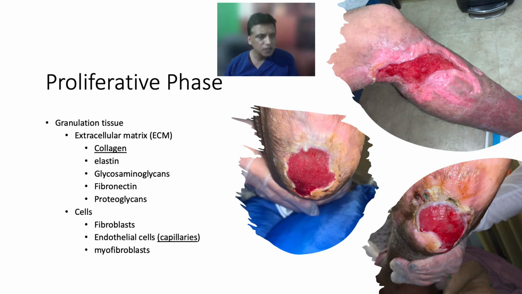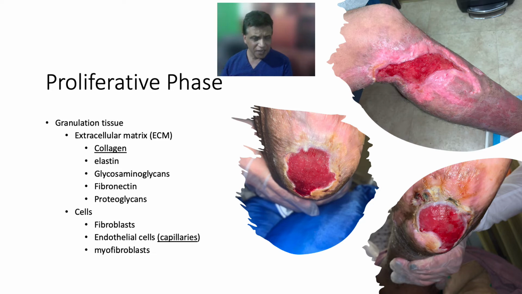Now, what is this healing tissue? Well, this healing tissue is the granulation tissue. And the granulation tissue has two components. Number one, the extracellular matrix, and number two, the cells. Now let's talk about the extracellular matrix. The extracellular matrix is collagen and fibronectin, embedded in other extracellular components such as glycosaminoglycans, which are large macromolecules made out of carbohydrate chains, and proteoglycans, which are macromolecules with a central protein core with branching chains of carbohydrates.